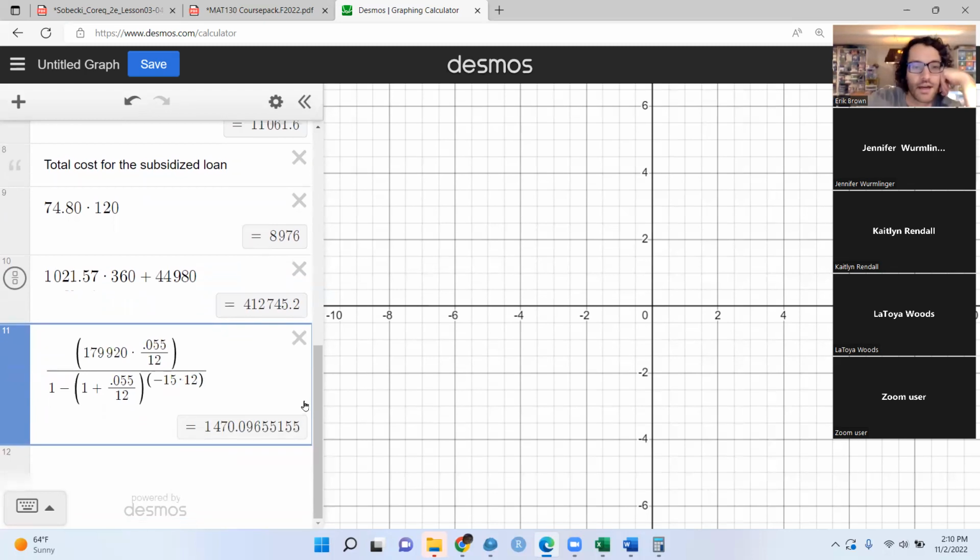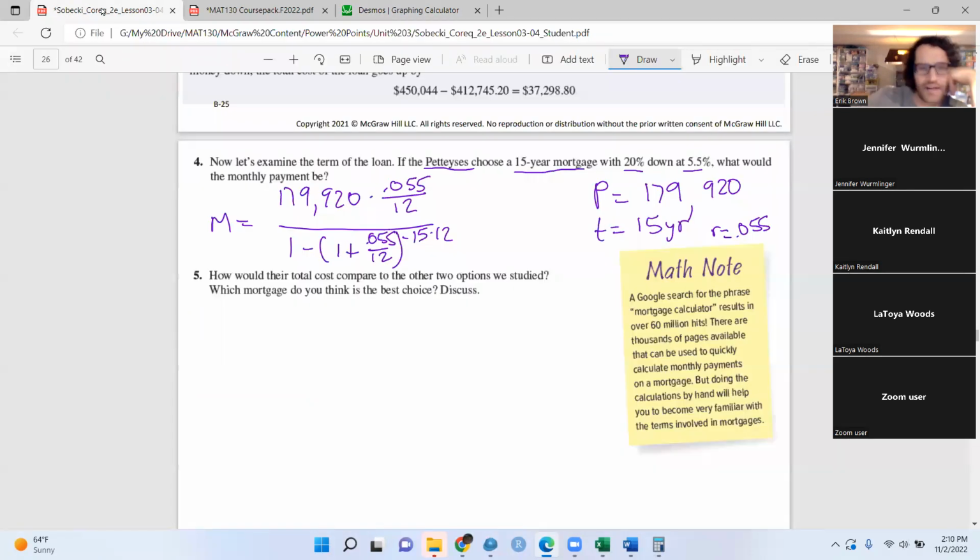Okay, here's what I got. 1470.10, if we round to the nearest cent, which is what you should always do, round to the nearest cent. I did that super fast. Let me write it down. Is everyone good?